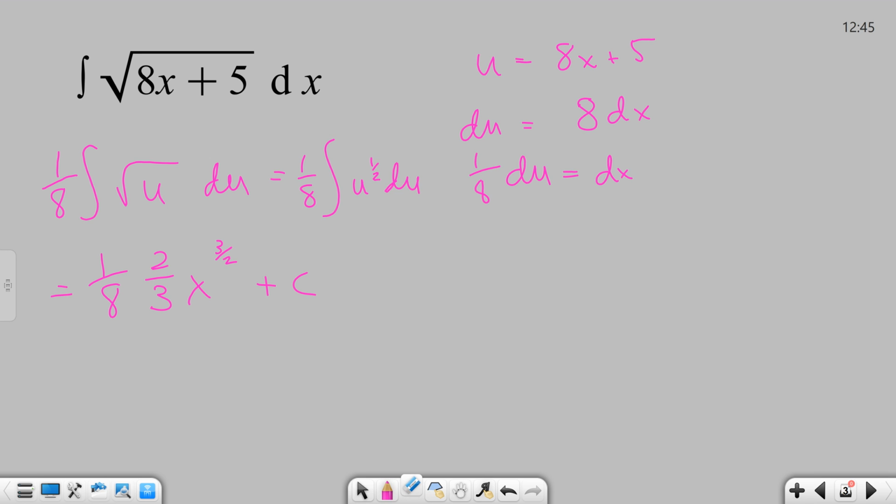Sorry, I made a mistake. Not x. u. There we go. That was an important mistake. You're practically multiplying the 1/8. Oh yeah, I'm not done yet. 1/12 times the quantity 8x plus 5, raised to the 3/2 power, plus c. There's my final answer. Okay.